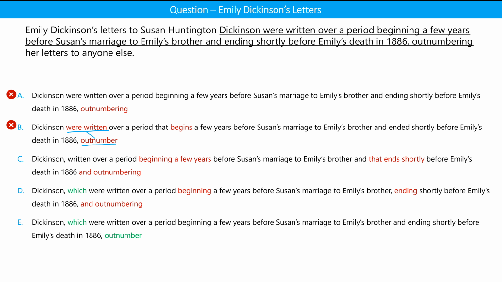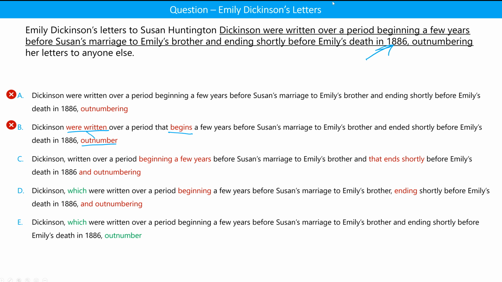And then in addition to that, if you notice, over a period that begins. So we have the present tense begins. And we know from the context of our sentence that we are dealing in a past time period in 1886. So we would need a past tense verb of began in order for choice B to indeed be correct. So we're going to reject choice B on those grounds. So we move on to choice C.